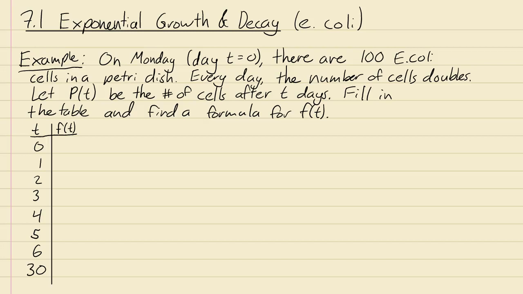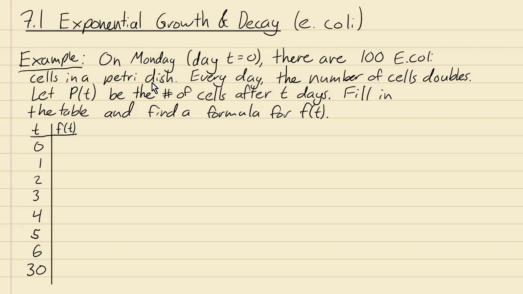All right, let's get started with section 7.1, our first section about exponential functions. And for this one, we're going to take this example where we say that on Monday there are 100 E. coli bacteria cells in a petri dish, and every day the number of cells doubles. That means it gets multiplied by 2.